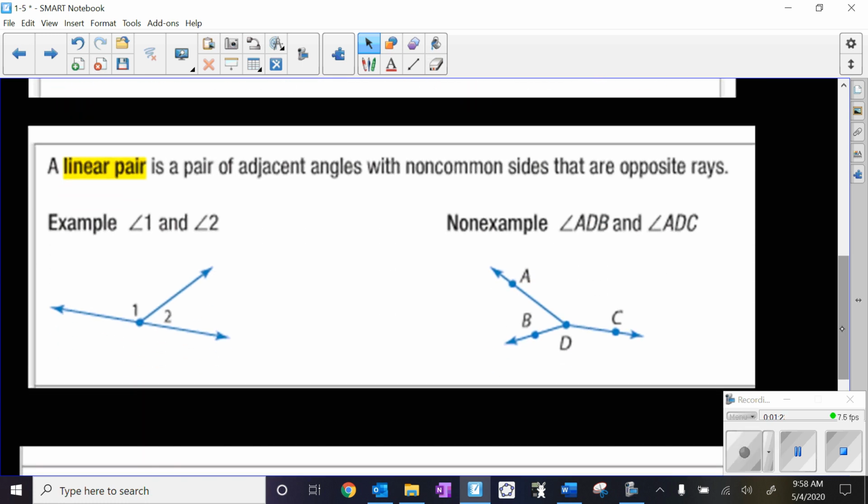Next, we're going to look at a linear pair. A linear pair is adjacent angles that deal with opposite rays. If you also want to add, adjacent or linear pairs add up to 180 degrees. I would possibly make that note as well. This is a great example as to what a linear pair looks like. Angle 1 and angle 2, they're adjacent, and they form 180 degrees or a straight line.